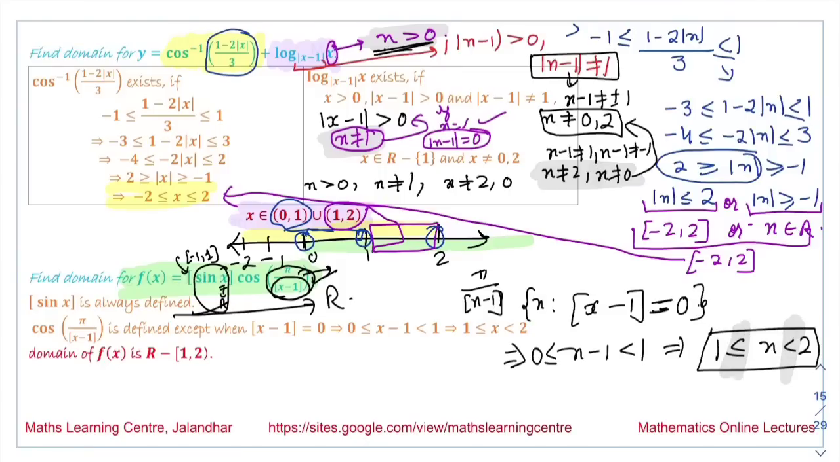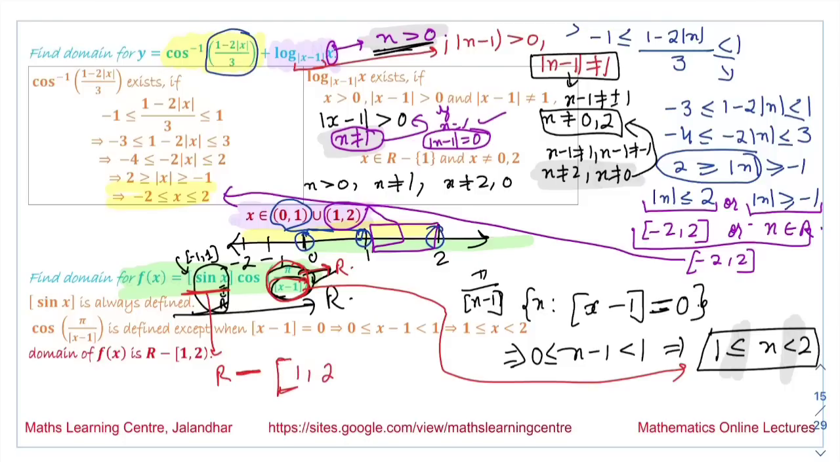So what we get is, for this first part, the domain is R. For this cos, the domain is R. Because of this term, the domain we have is 1 to 2. So for all real numbers except for the numbers between 1 to 2, this function f(x) is defined. So the domain of f(x) is R minus the semi-open interval 1 to 2.